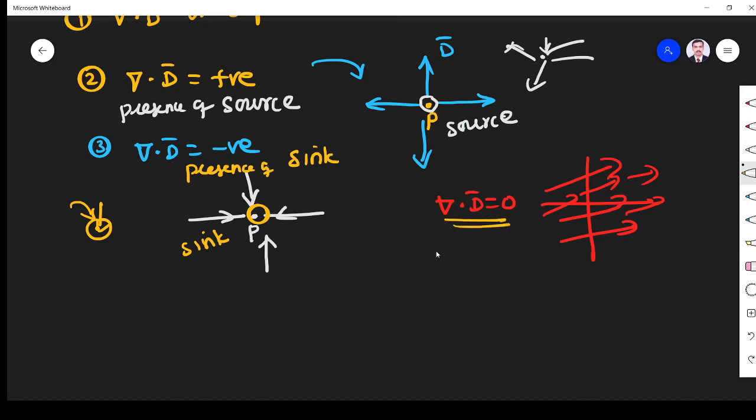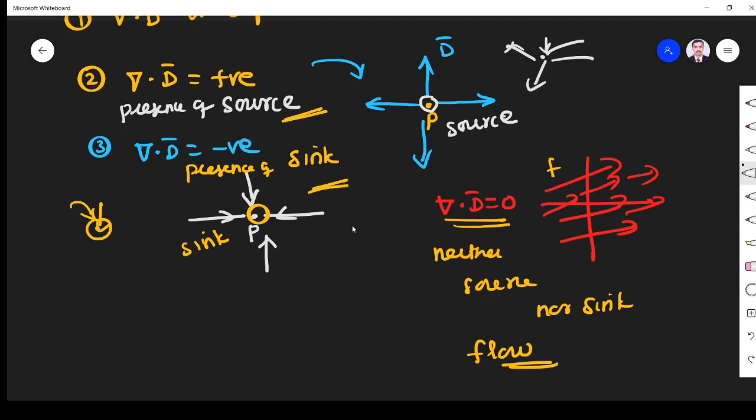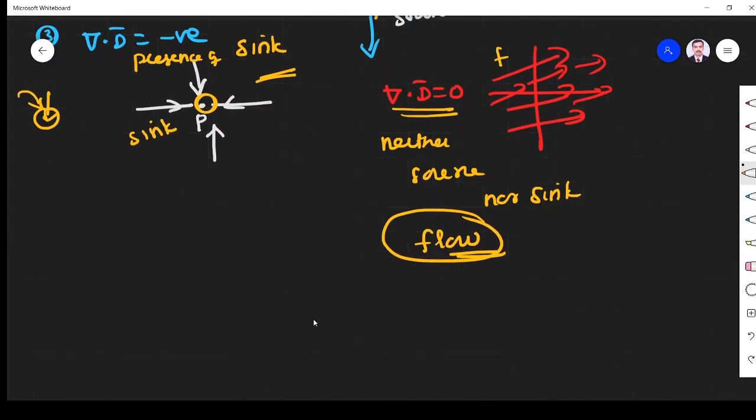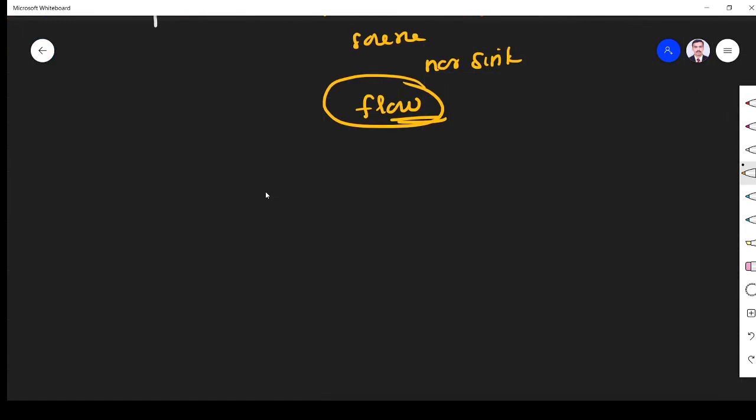Suppose divergence is 0, there is neither source nor sink. There is no source to release a spread of the vector, or no sink to collect the vector. Simply the vector flows. Here it is a flow. Here it will be originating, here it will be collected, here it will simply cross, flow, right? Those are very important terms to be noted. Positive divergence source, negative divergence sink, and zero divergence it is flow vector, right?